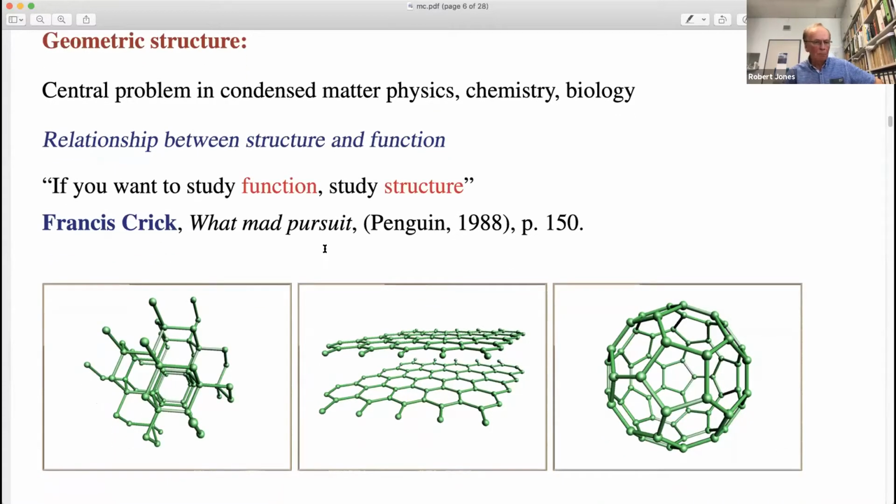The simplest example I could think of: this is the diamond structure. The greens represent atoms of carbon. Here we have graphite, a layered structure. Here we have C60. The only difference between these three materials is the arrangement of the carbon atoms, and yet they have completely different properties.